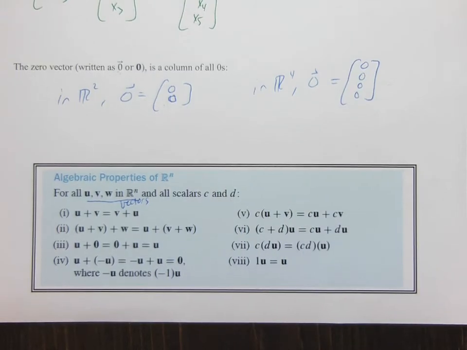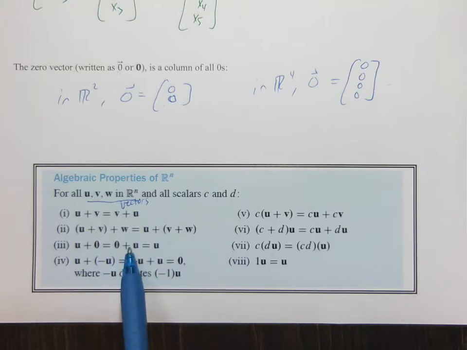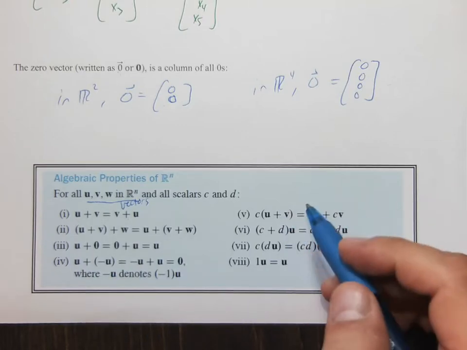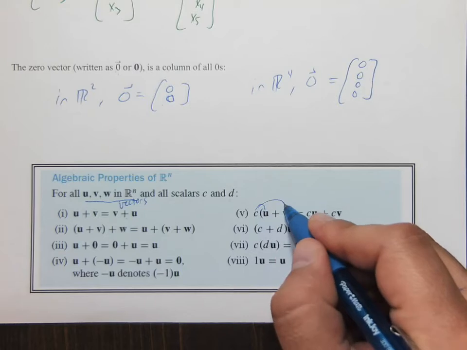And so what this is just saying is, you can change the order in which you add vectors, right? You can change the way you associate grouping them before you add them, right? Adding 0 to a vector keeps it the same, right? When you add the negative version of a vector, you get sent to the 0 vector. So you can distribute scalars through vectors, right?